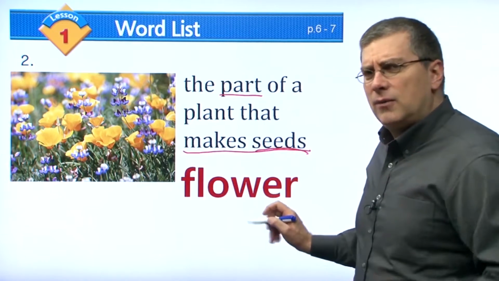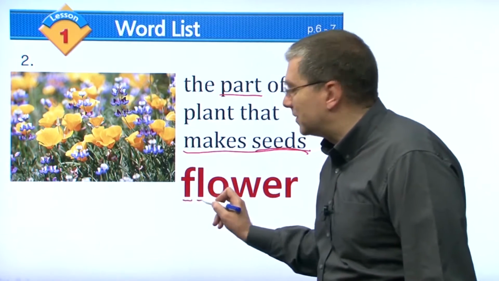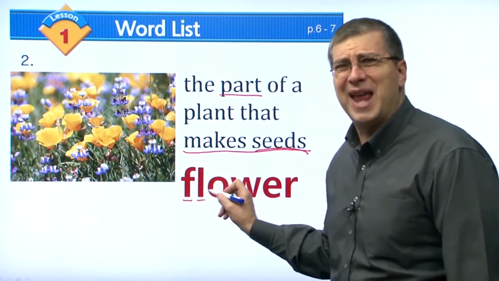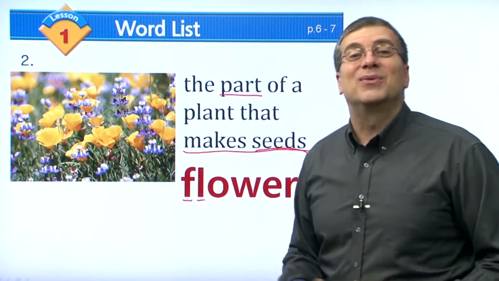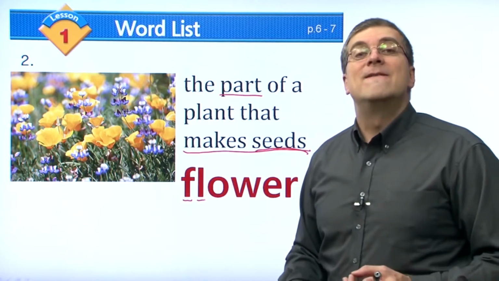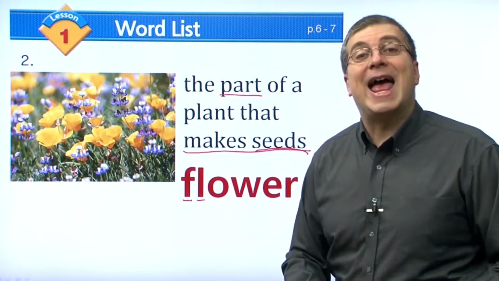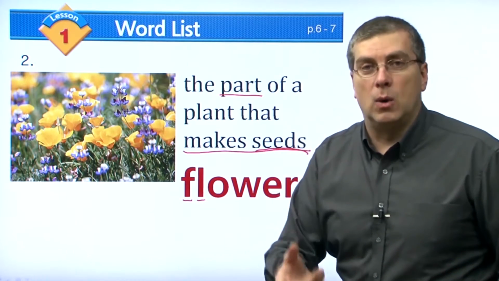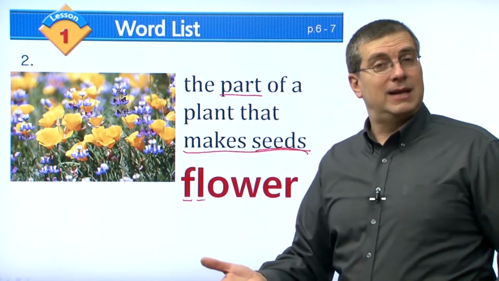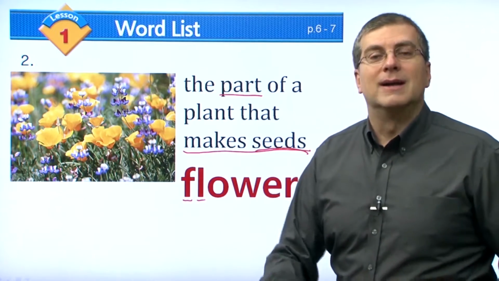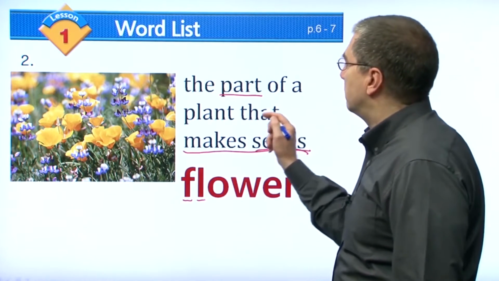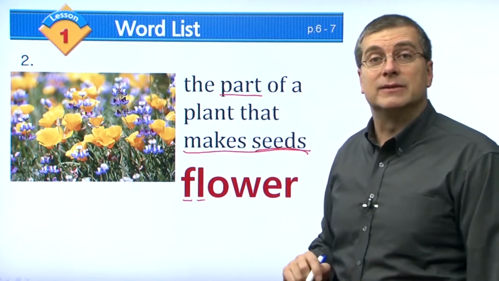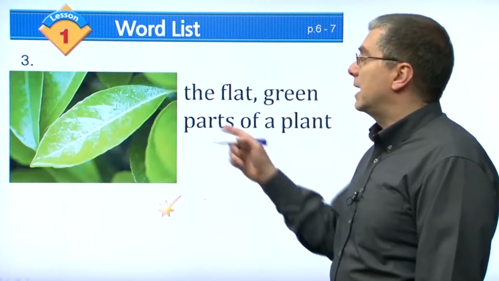Flower. Be careful, this is a little difficult to pronounce. F and L, right? F and L. Oh, very difficult combination. F, fa, and L, la. Put them together. Flower. Flower. That's not so hard. Flower. It's the part of the plant that makes seeds. The flowers make seeds. Okay, let's move on to our next word.